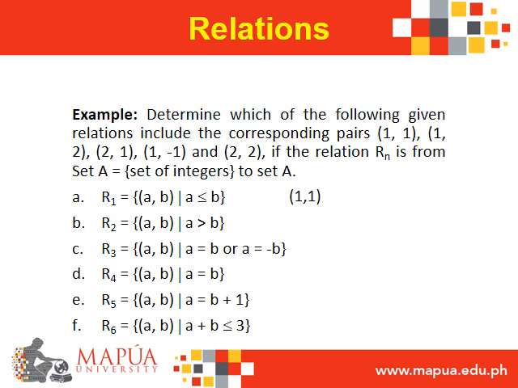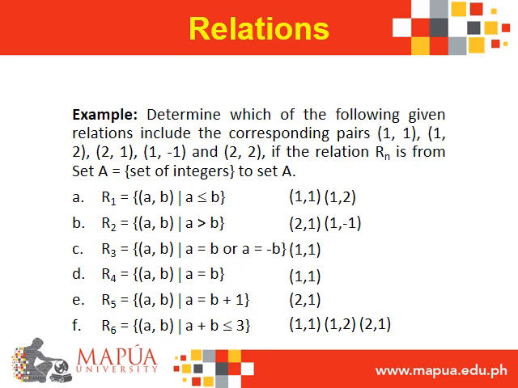Therefore, your ordered pair (1,1) is included in R1, R3, R4, and R6, while the ordered pair (1,2) is included in R1 and R6. Then your ordered pair (2,1) is included in R2, R5, as well as R6. Your ordered pair (1,-1) is included in R2, R3, and R6. And finally, the ordered pair (2,2) is included in R1, R3, and R4.